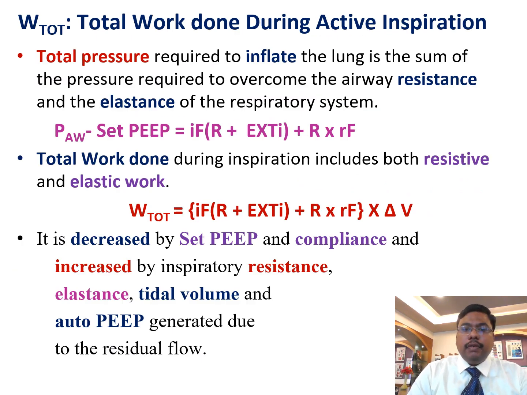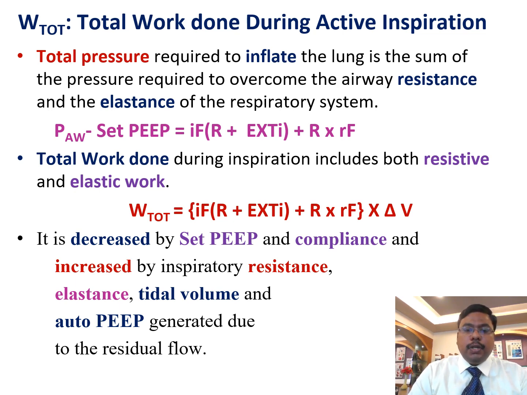Total work done during active inspiration: total pressure required to inflate the lung is the sum of the pressure required to overcome the airway resistance and the elastance of the respiratory system. So airway pressure minus ZPP is equal to inspiratory flow into the bracket resistance plus elastance into inspiratory time, close the bracket, plus resistance into residual flow. So R into RF denotes auto PEEP.